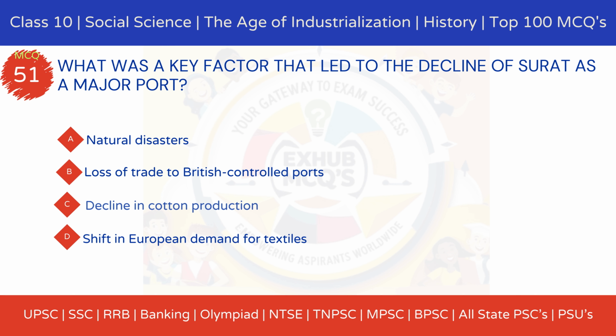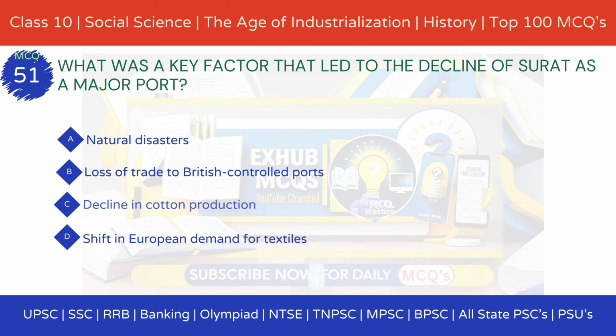Option A. Natural disasters. Option B. Loss of trade to British-controlled ports. Option C. Decline in cotton production. Option D. Shift in European demand for textiles.